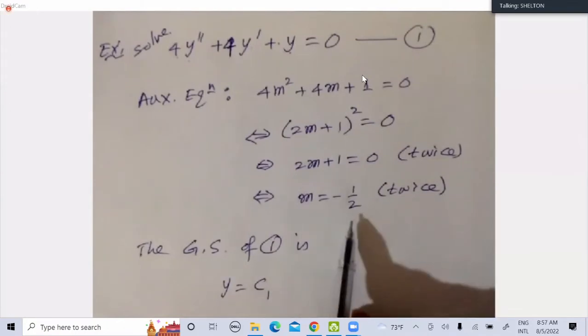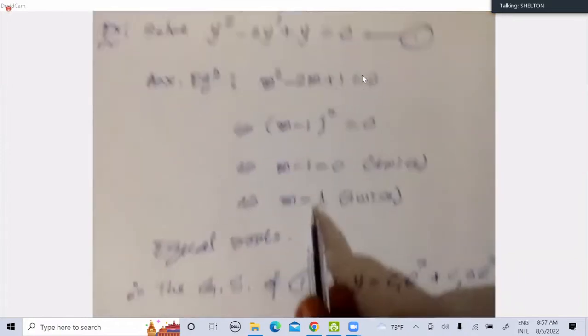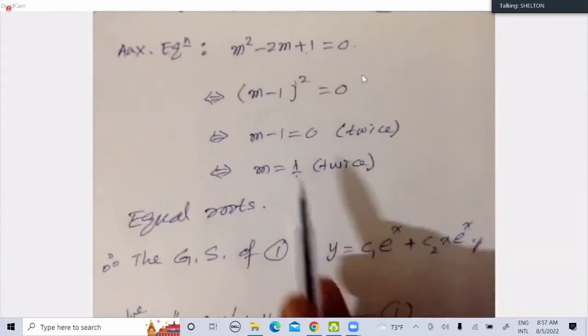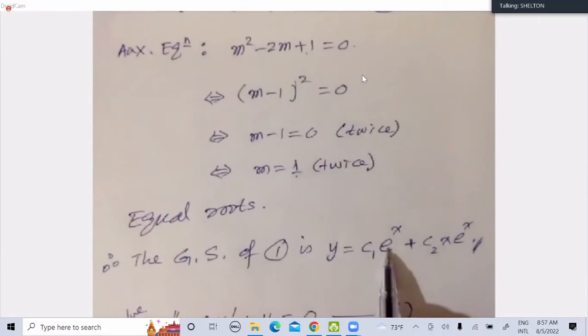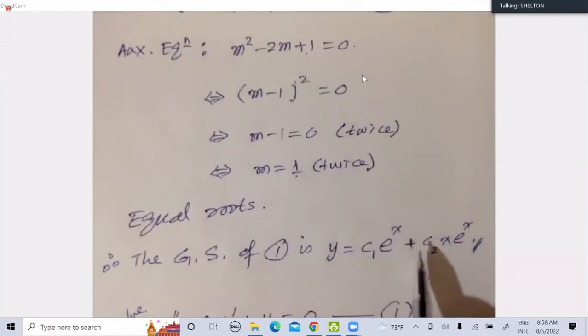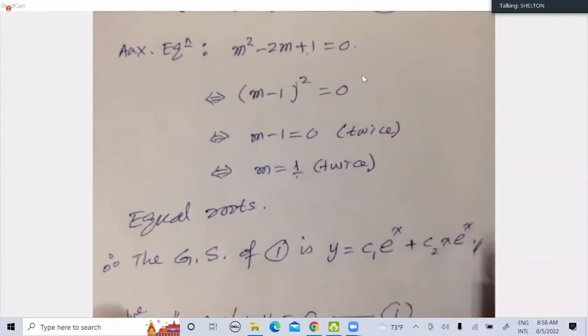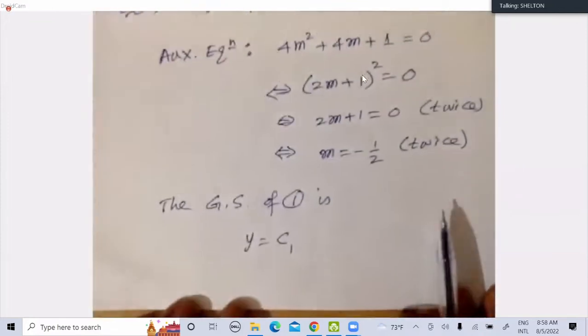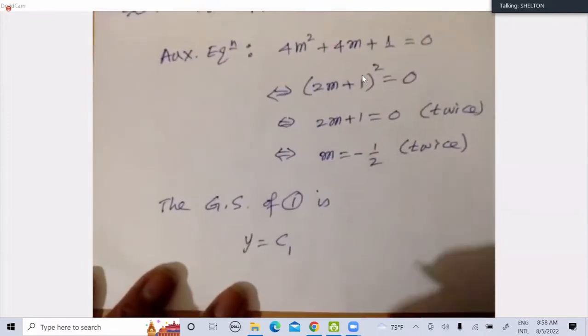Equal roots case. Like in the previous one, we got m1. So what are the two solutions? Linearly independent ones: e to the m1x, that is one, and the second one is x e to the m1x. Here, C1.